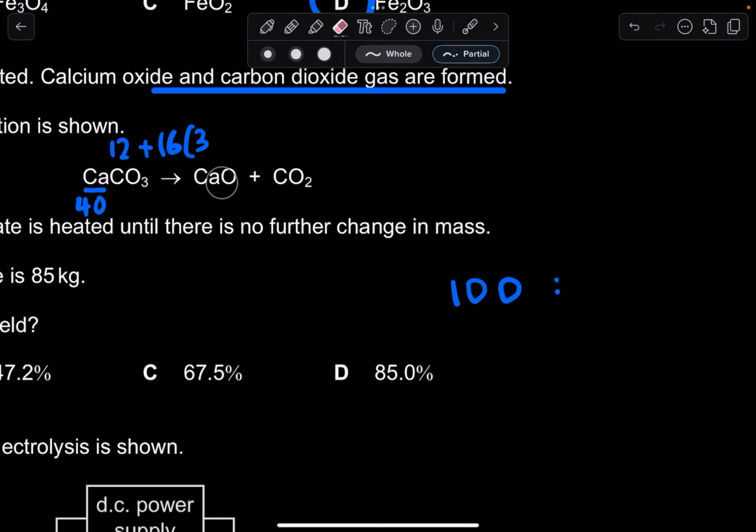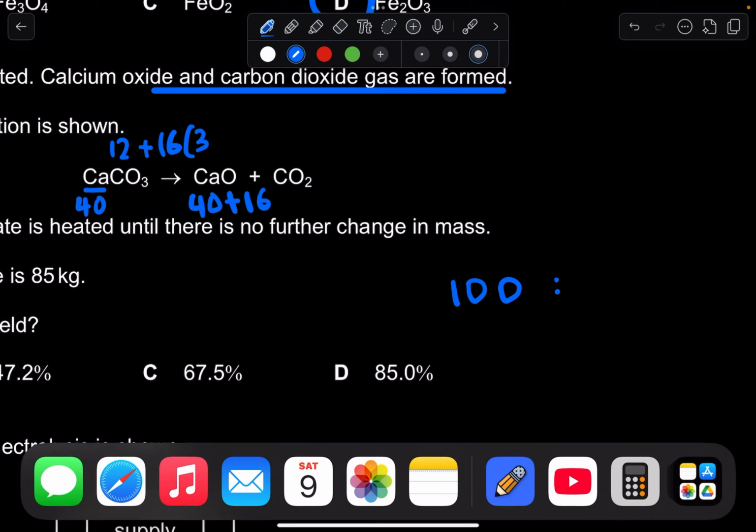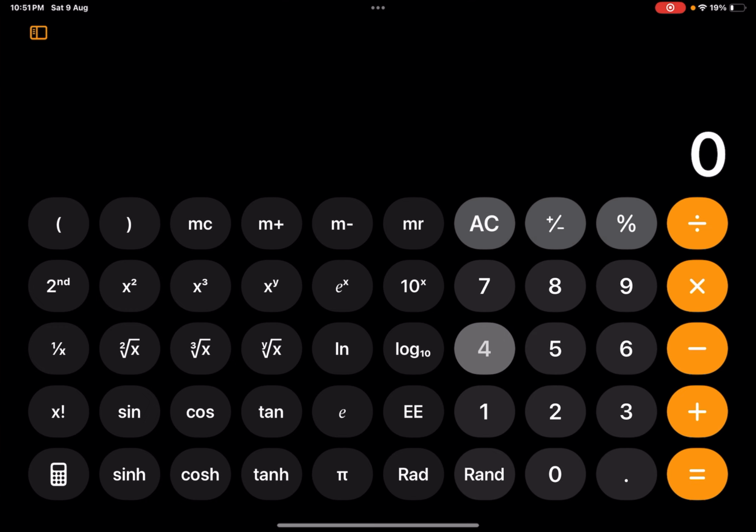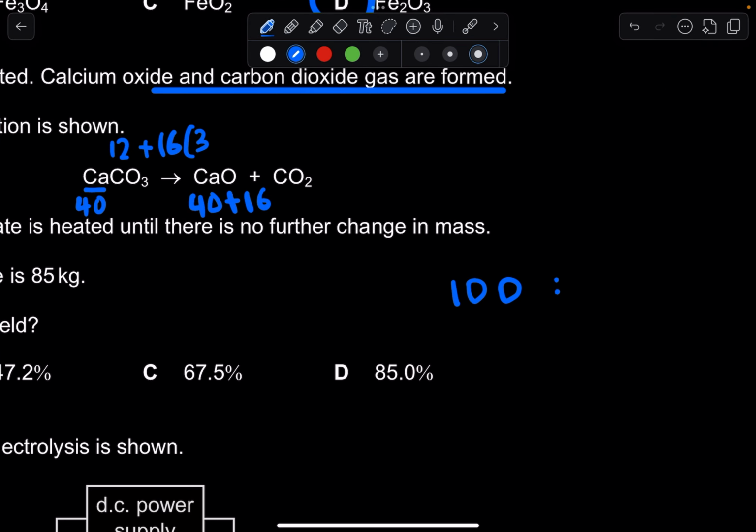So 100 of calcium carbonate should produce how much of calcium oxide? 1 mole should produce 1 mole, right? So it should be 12 plus 16. So 12, no, not 12. It should be 40 plus 16. Why 40? Because this is calcium, not carbon. So it should be 40 plus 16, which makes it 56. So if we have 100 grams of calcium carbonate, how many grams of calcium oxide are we going to form? We're going to form 56 grams of calcium oxide.